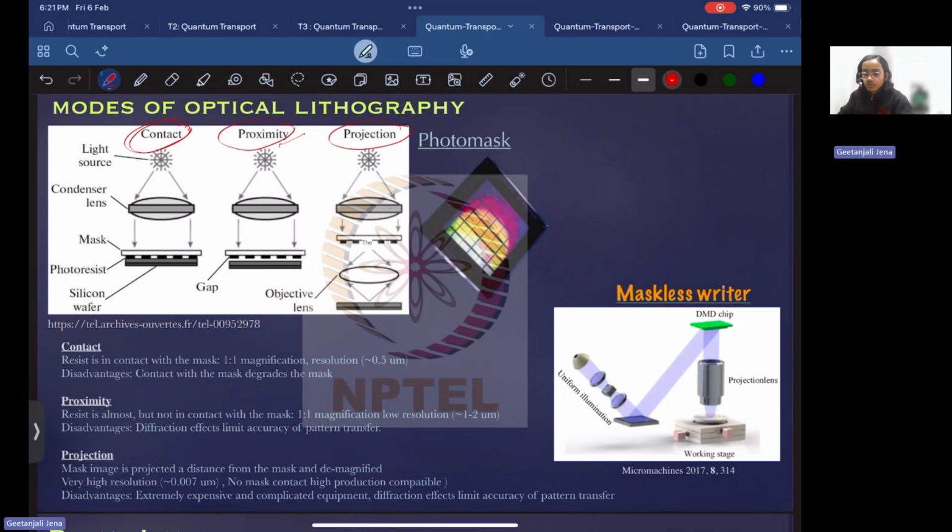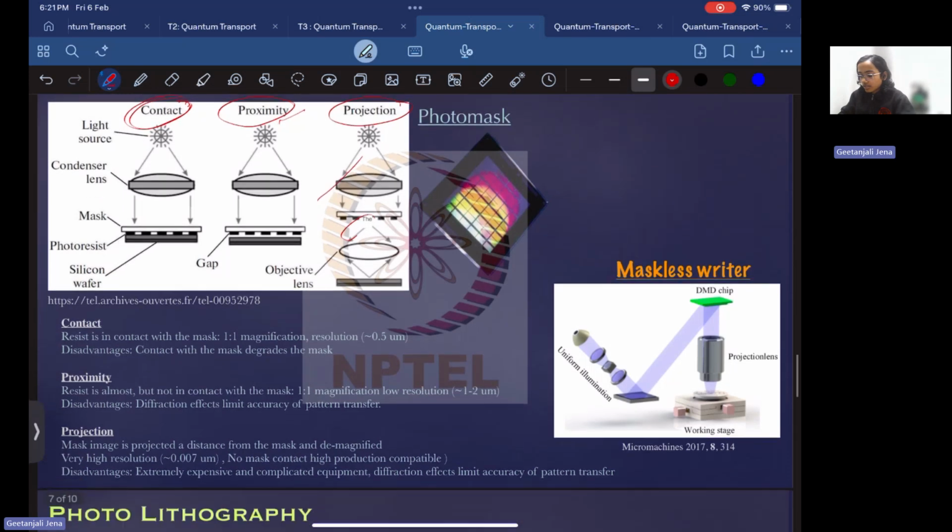For projection mode, the resolution is quite high. It is in the order of 0.007 micrometer. And what we do in this case, instead of placing the mask at a distance from the substrate or in contact with the photoresist, is project the image of the mask onto the photoresist sample, using this objective lens and condenser lens. Because of this, there will be high resolution in the order of 0.007 micrometer.